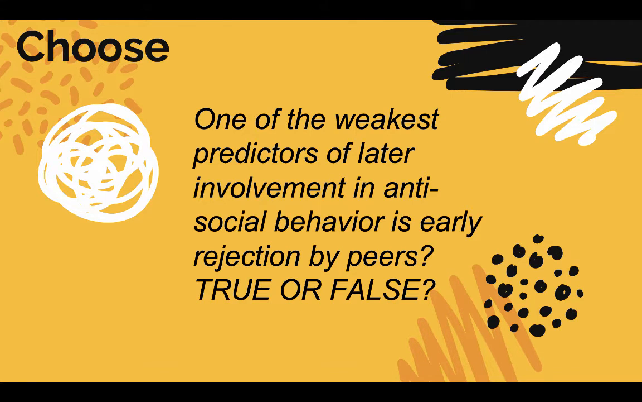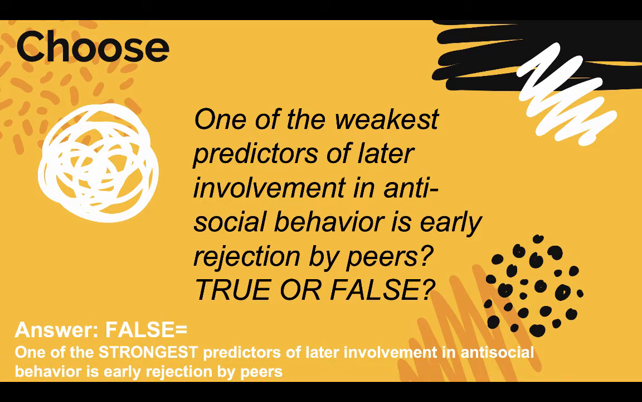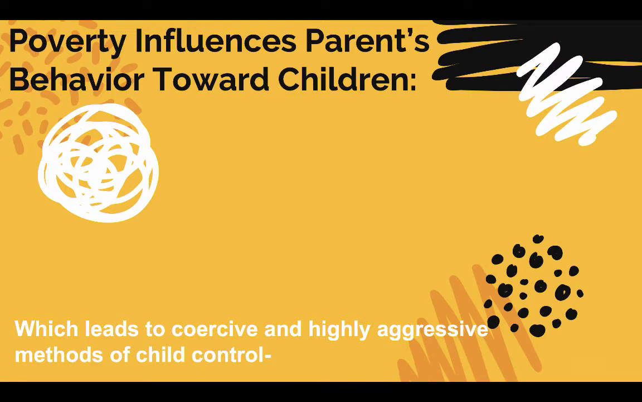So, one of the weakest predictors of later involvement in antisocial behavior is early rejection by peers. True or false? What do you think? Choose one. False. One of the strongest predictors of later involvement in antisocial behavior is early rejection by peers. Peers are really important. All right, so poverty influences parents' behaviors towards children.